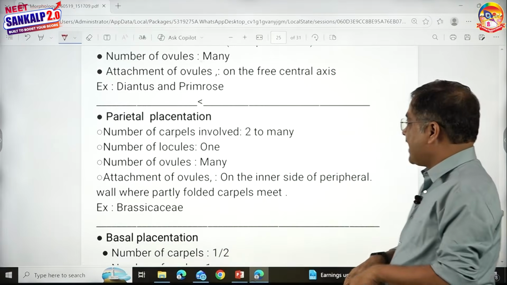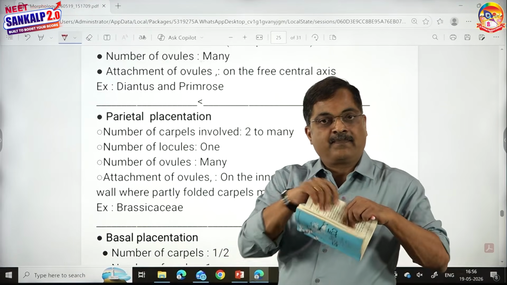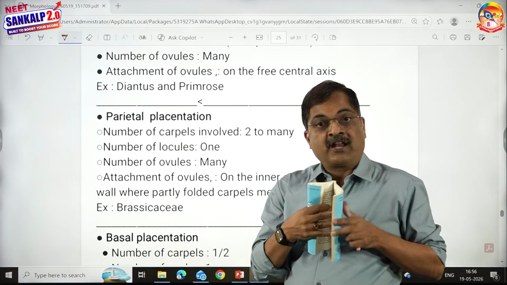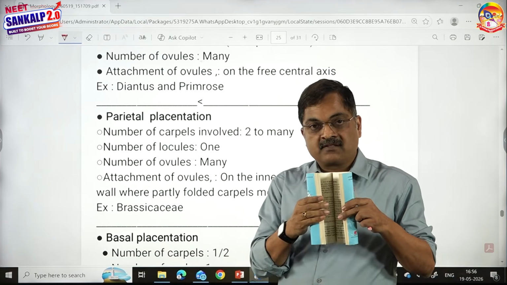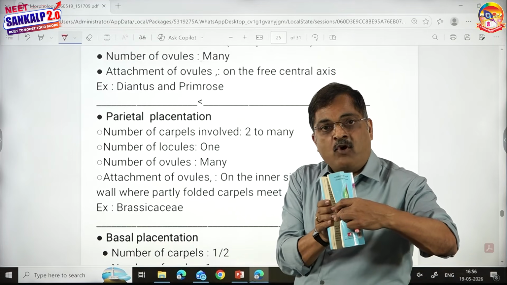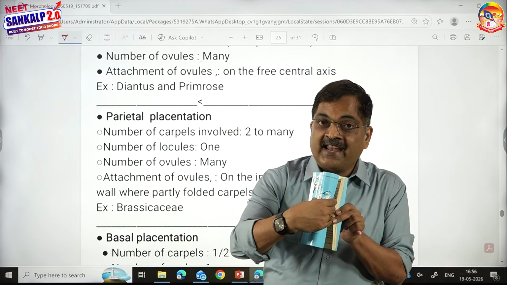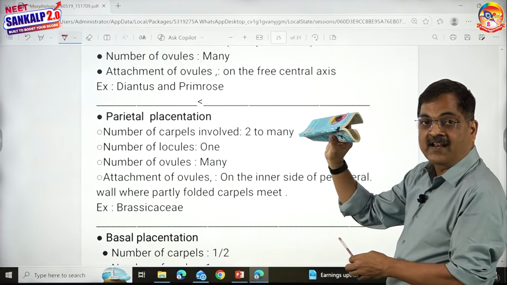Then what is parietal placentation? Listen carefully. This is one carpel. What I do? I am folding partially. I am not folding completely. Look at this. Partially. I am taking one more carpel. I am folding partially. Shall I take a transverse section? Yes. This is one carpel half folded.